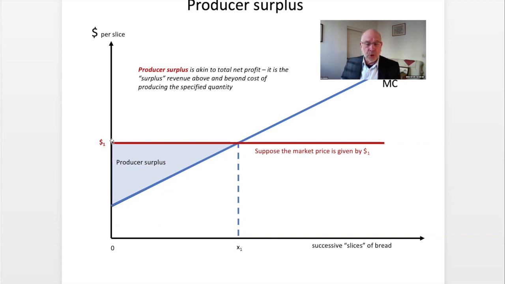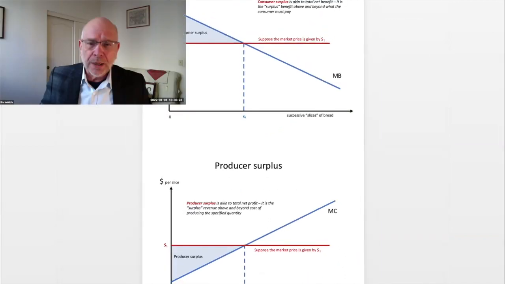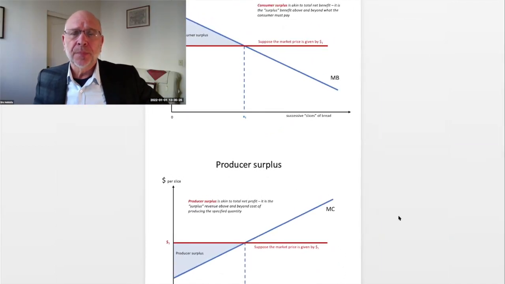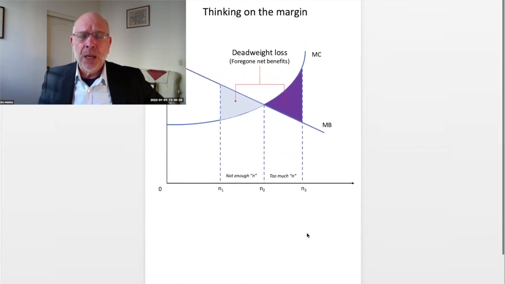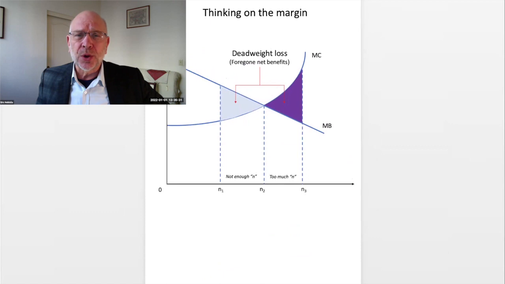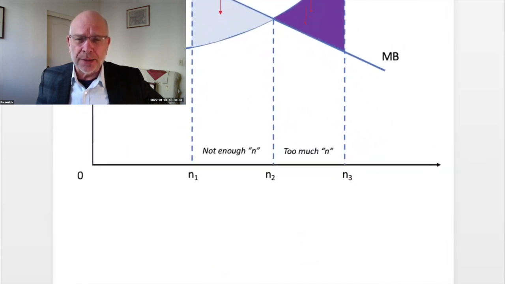And so, of course, it's worthwhile. And there's that little bit of surplus. And so this area represents the total value of that surplus to the producer, hence producer surplus. So one last thing we'll look at here is how to apply this same kind of reasoning now to thinking about the notion of deadweight loss.